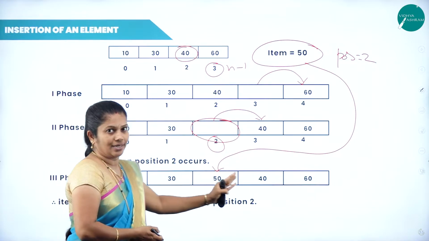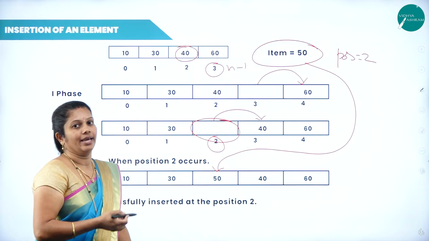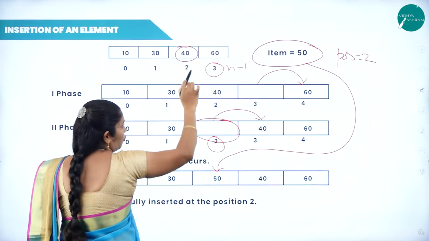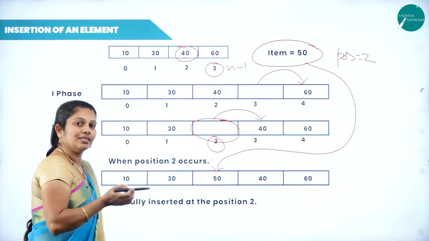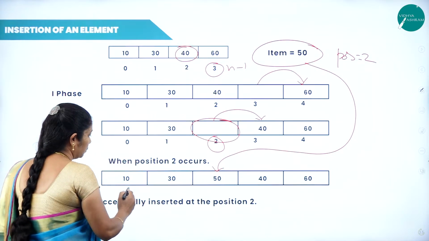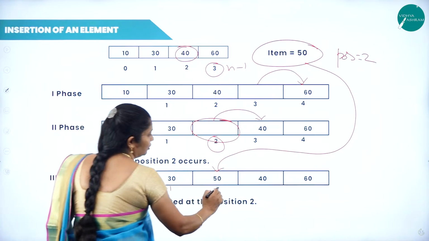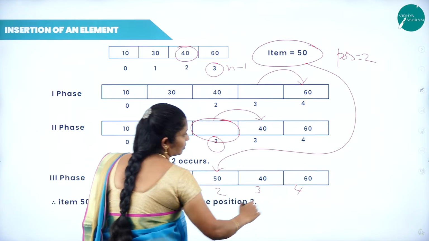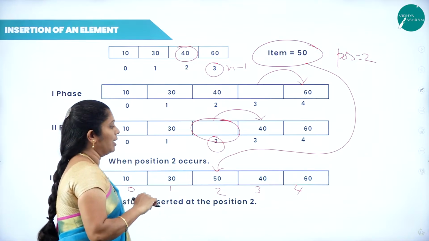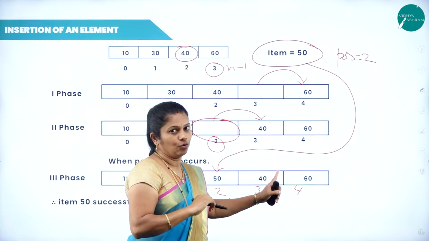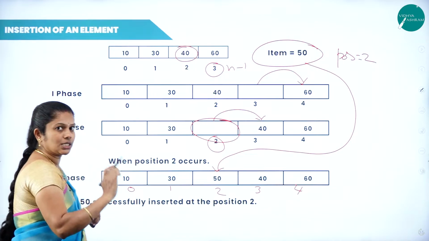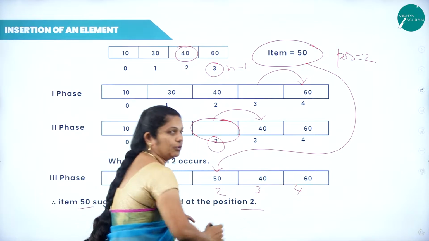Once I have inserted an item, obviously the array size increases, because in the beginning we have 1, 2, 3, 4 elements. After inserting one element, now we have 5 elements, position wise 0, 1, 2, 3, 4. Now is it clear? In the beginning, the last element position is 3, but now the last element position is 4. It means that now we have inserted the element 50 successfully at position 2.